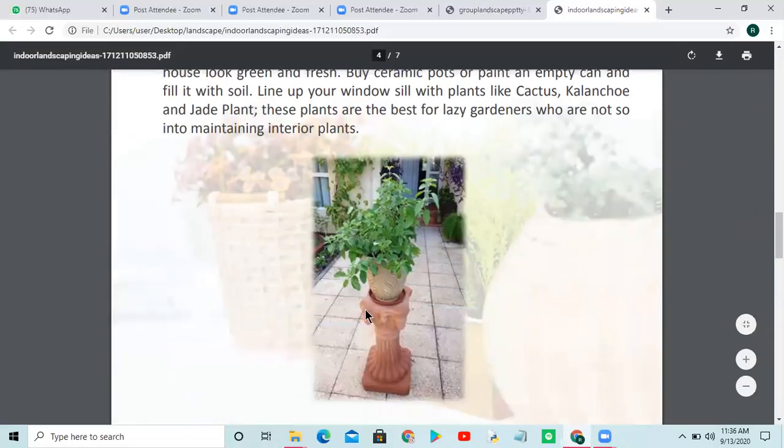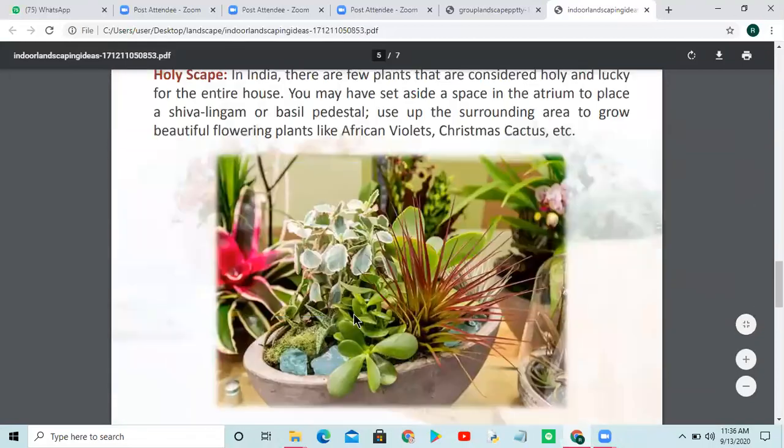This is just one example of a windowsill garden. Then there are certain holy landscape plants, and there are certain plants which provide medicines also, and they add very good aroma in the food also.